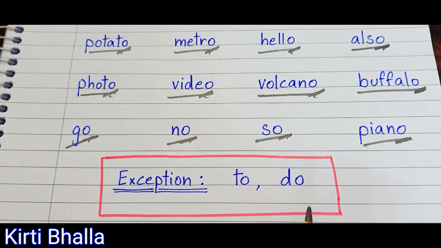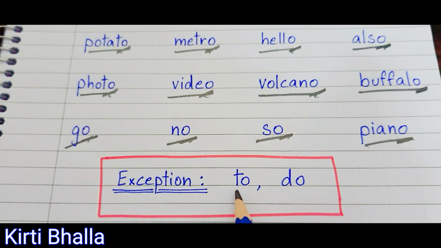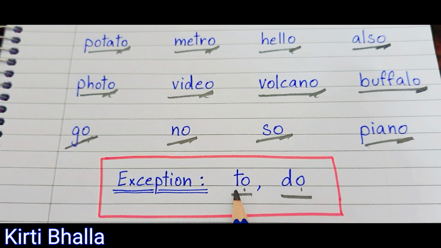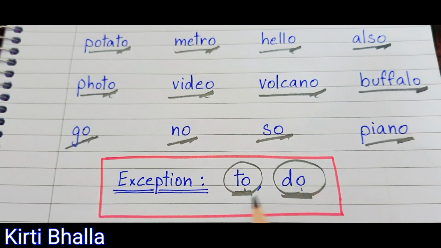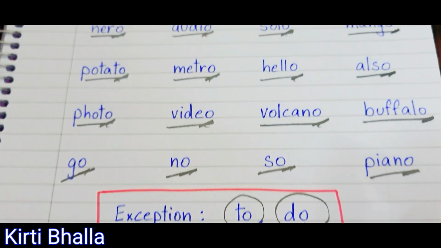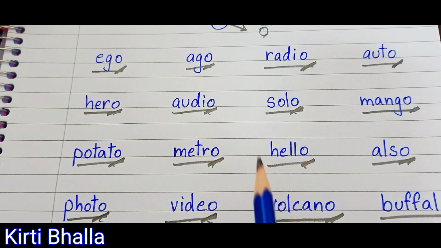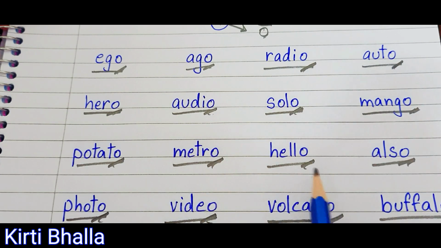Now look at these two words. These two words are exceptions. In both words we have letter O at the end, but we are not reading them as "to" or "do" with the long O. This word is "to" and this word is "do". So these are the only two exceptions. Otherwise, whenever you see letter O at the end of any word, you have to read it with its name, O.